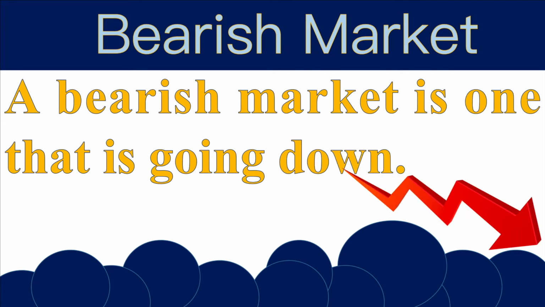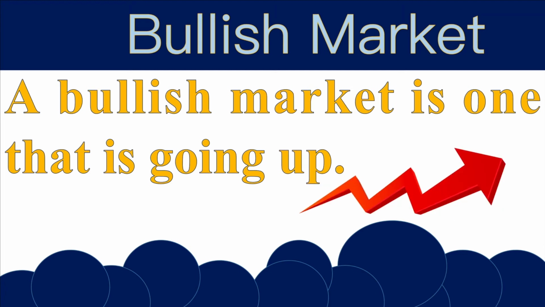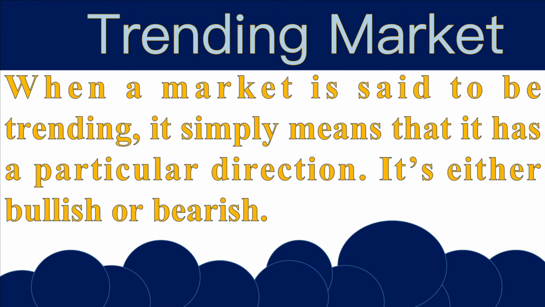Then bearish market is one that is going down, which is bears. So if the bears are in control, then the market will be going down, and if the bulls are in control, then the market is going up. The next term here is trending market. When the market is said to be trending, it simply means that it has a particular direction. It's either bullish or bearish. So for a market to be trending, it should either be bullish or bearish.